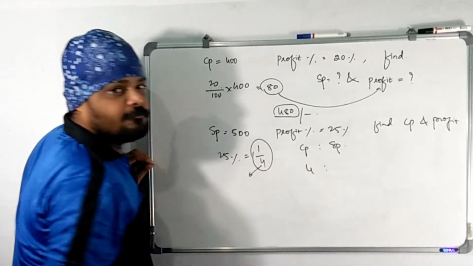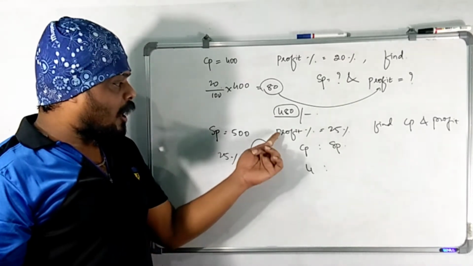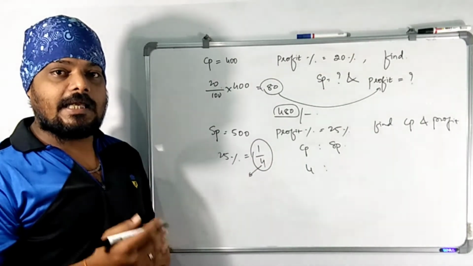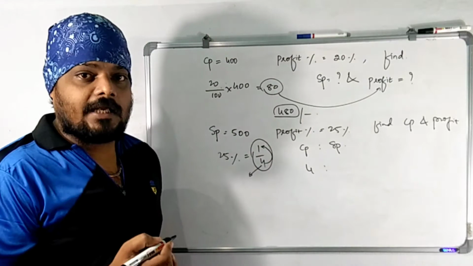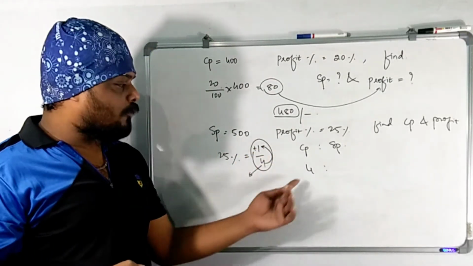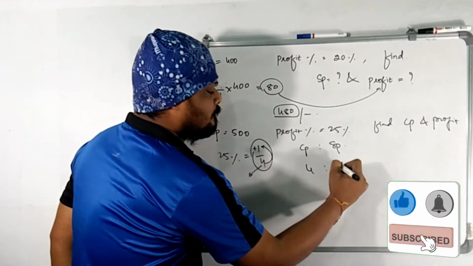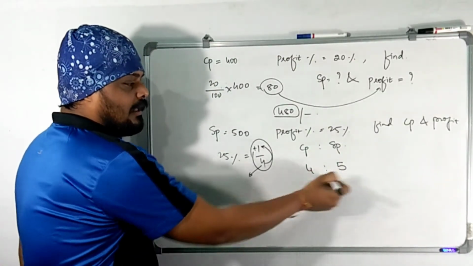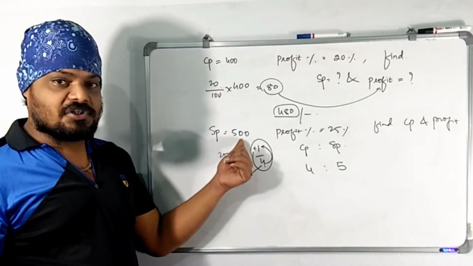If my cost price is 4 rupees, how much profit did I get on 4 rupees? I got 1 rupee profit. If I get 1 rupee profit upon 4 rupees, what is my selling price? My selling price must be 5 rupees. These are the duplicate values, and these are the original values.